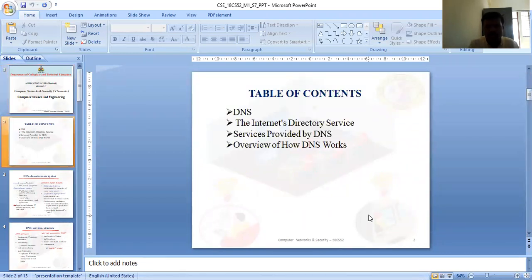In today's class, we're going to discuss the Domain Name System, the DNS protocol, the Internet directory services, the services provided by the Domain Name System or DNS protocol, and an overview of how DNS works.